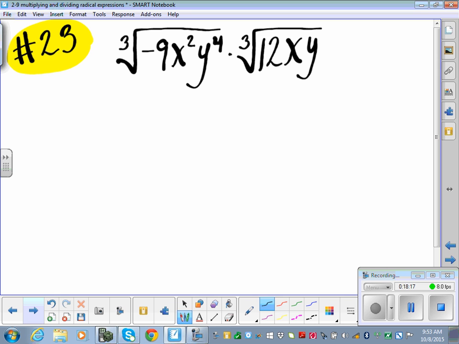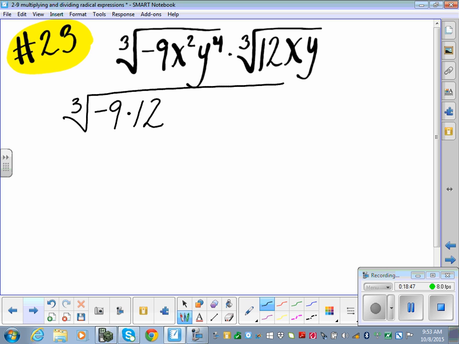Okay, let's do 23, a little bit more advanced here. So number 23, we have the cube root of negative 9x squared, y to the 4th, times the cube root of 12x5. Can we multiply these things? Yes, they're both cube roots. So I'm going to rewrite these under the same root, and I'm going to put all my bases that are alike by each other. So I have the cube root of negative 9. I'm going to put the number by it, negative 9 times 12. And then I'm going to have my x squared and my x, so times x. I'm just reordering this. Then I have y to the 4th times y.